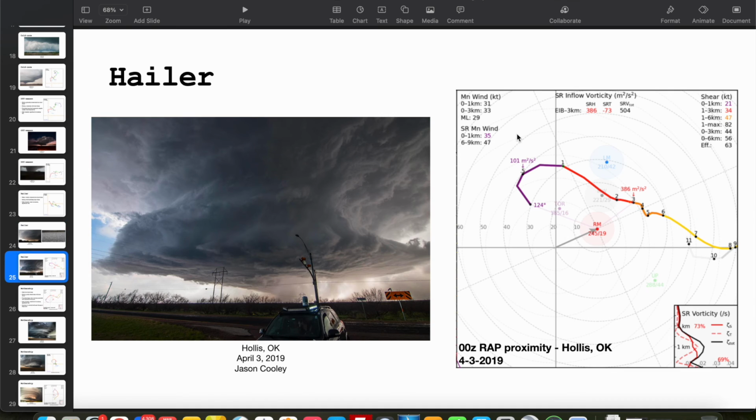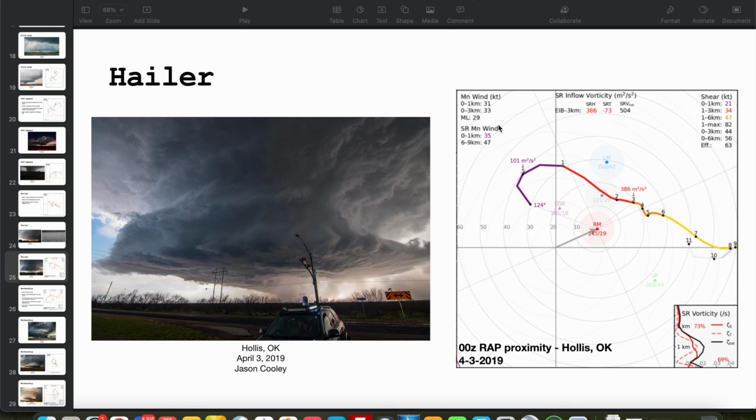And oftentimes, if you get some streamwise vorticity in the mid-levels, like we see in this hodograph, this is in proximity to the Hollis, Oklahoma, well-structured hail-producing supercell on April 3rd, 2019. You'll notice again, very much crosswise shear, crosswise vorticity in the low levels, but in the mid-levels we had some semblance of streamwise vorticity. And as a result, this was a very well-structured supercell, despite having very much crosswise vorticity in the low levels. And as a result, it was mostly a hail-producing supercell with some pretty impressive structure to boot. So that's kind of your Haler supercell.